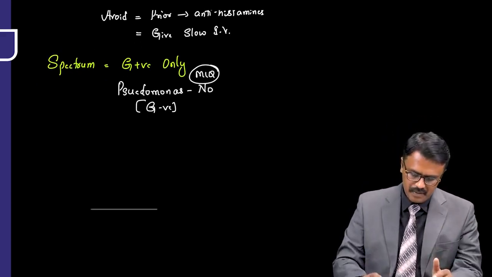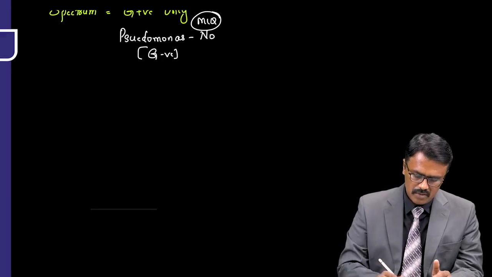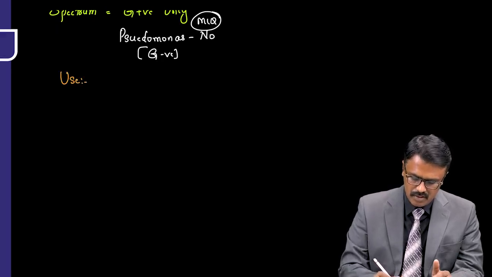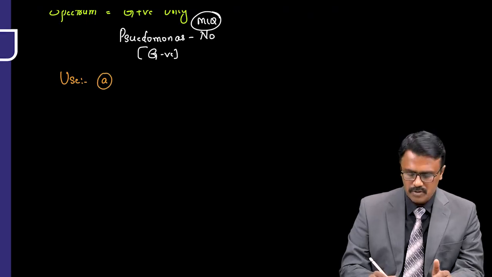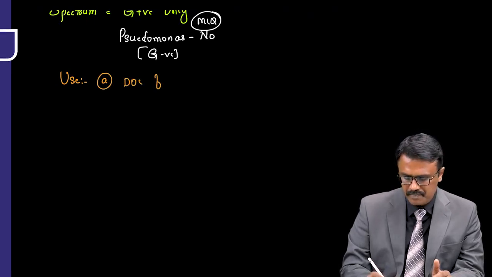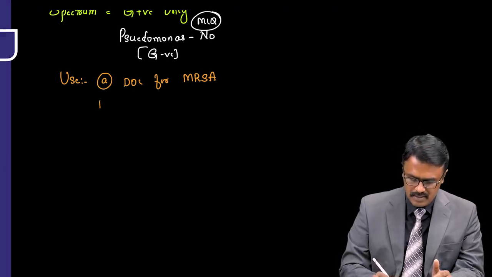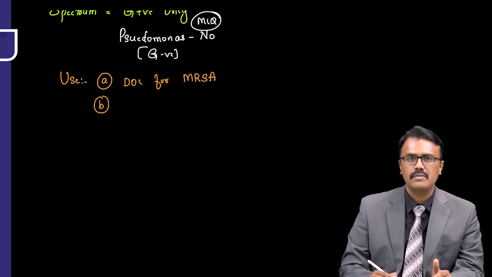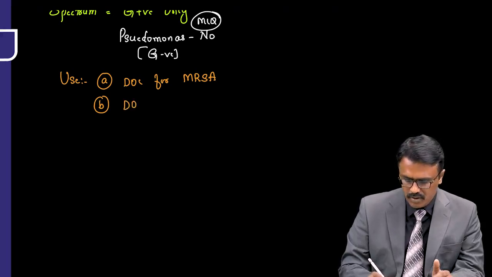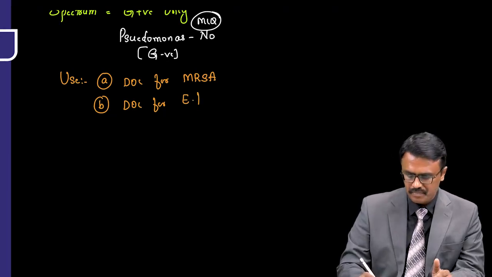Will vancomycin work on pseudomonas? No. Then where do you use this? What are the uses of vancomycin? It is the drug of choice for MRSA. MRSA stands for methicillin resistant Staph aureus. There it is the drug of choice. Second, it is also used as a drug of choice for Enterococcus faecium.